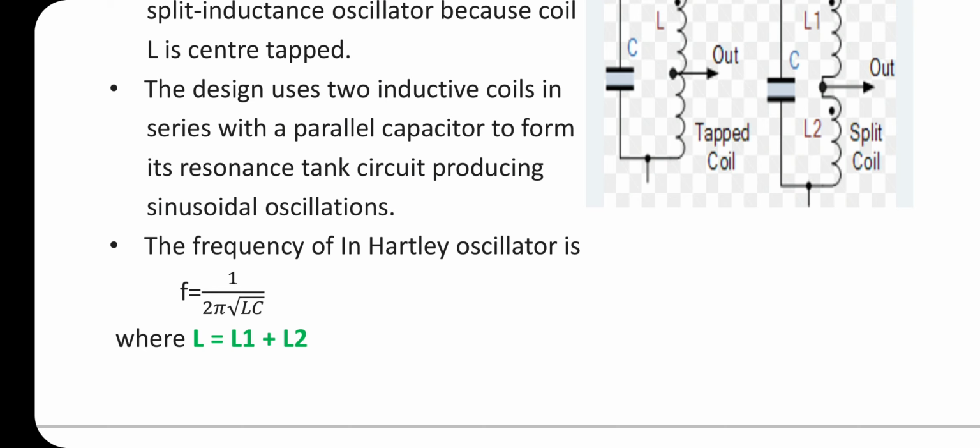The frequency of Hartley oscillator is f equals 1 by 2 pi root LC, where L equals L1 plus L2.